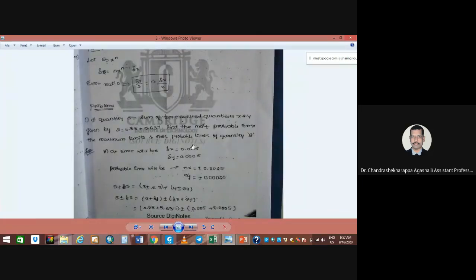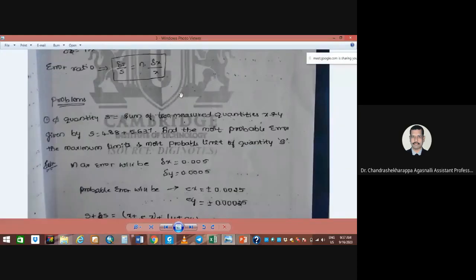So let's move to the next part. These are the problems, very simple problems which you can easily solve. Here the quantity S is equal to the sum of the two measured quantities X and Y.